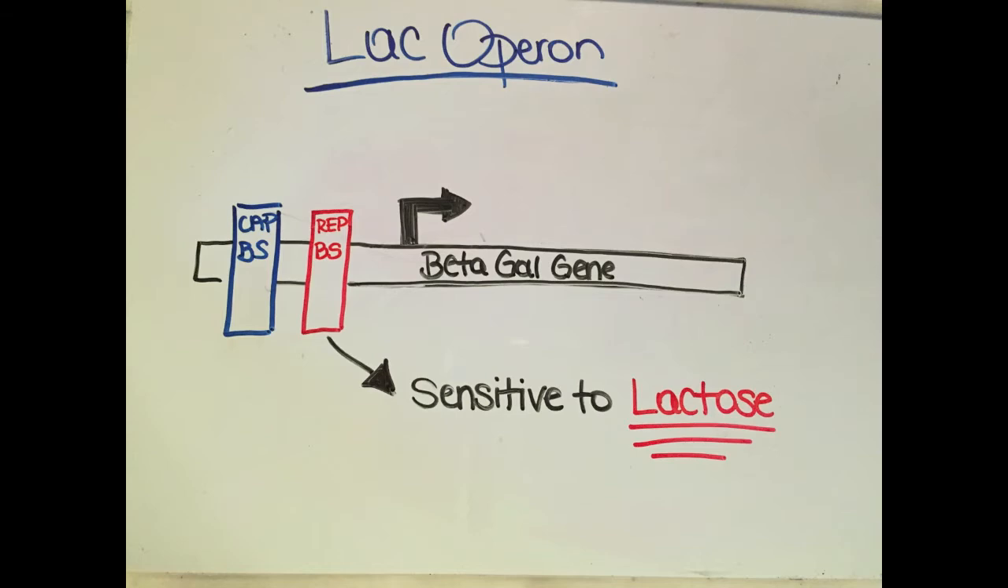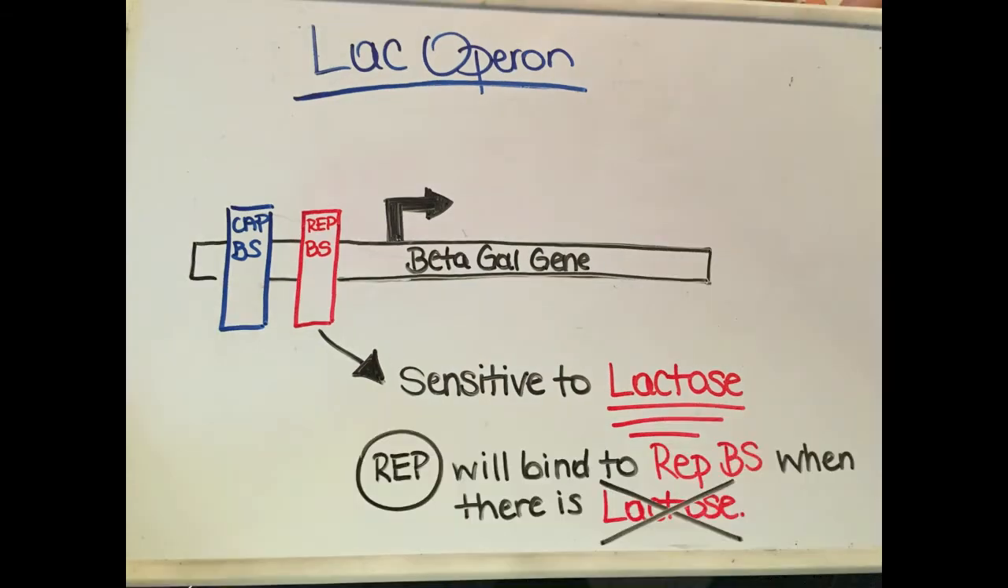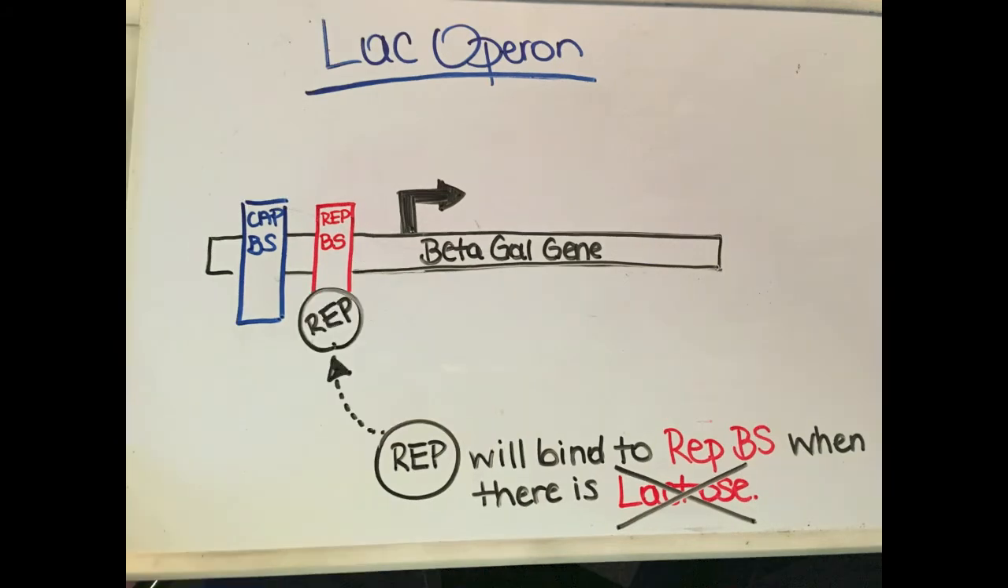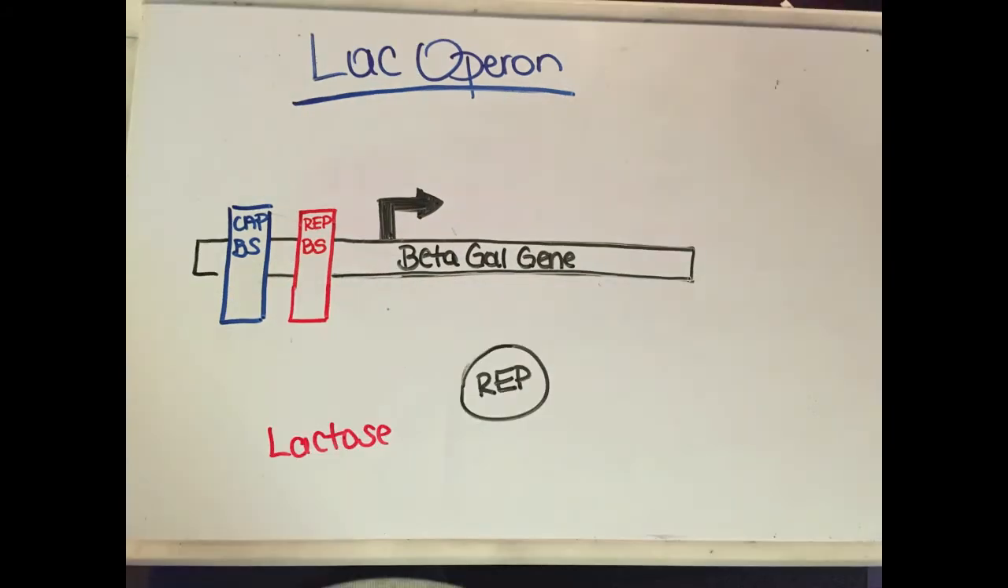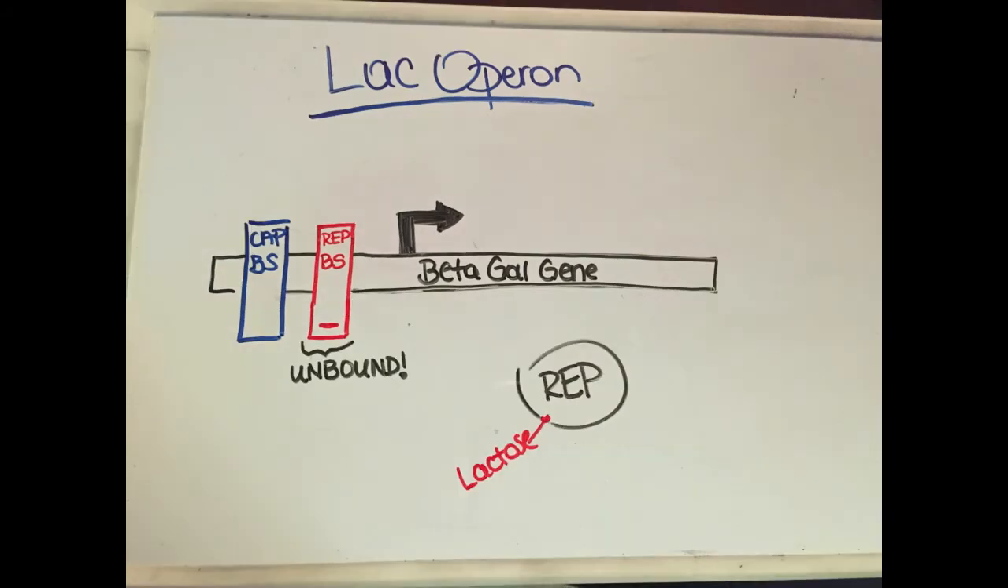The rep binding site is sensitive to lactose. Rep will bind to the rep binding site only when there is no lactose present. This is how it represses the system. When this occurs, no beta-gal will be produced. If there was lactose present, then it'll bind to rep, leaving the site unbound. An unbound rep binding site is part of what we need to produce the beta-gal.